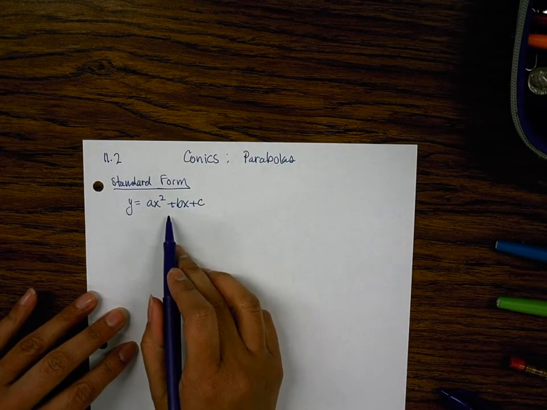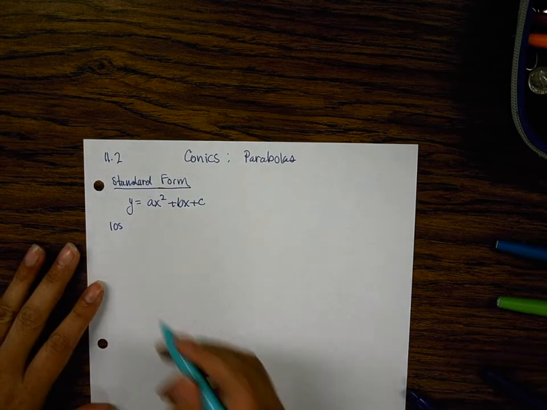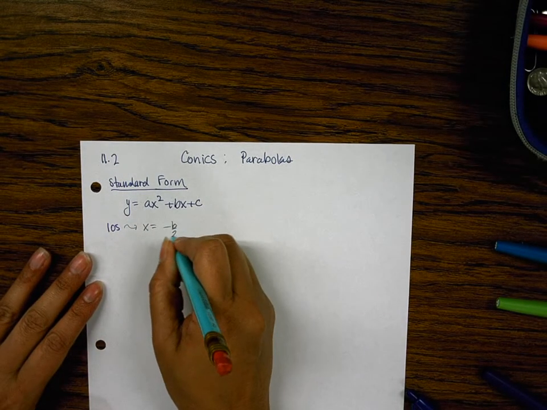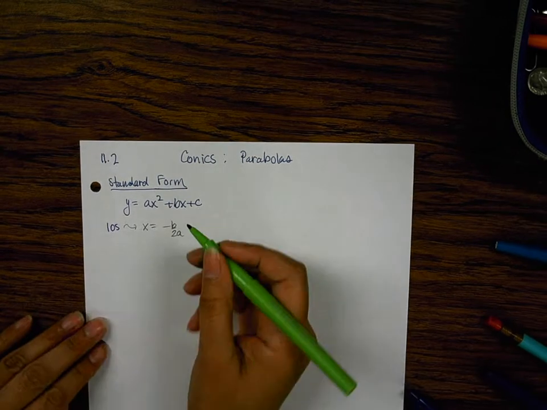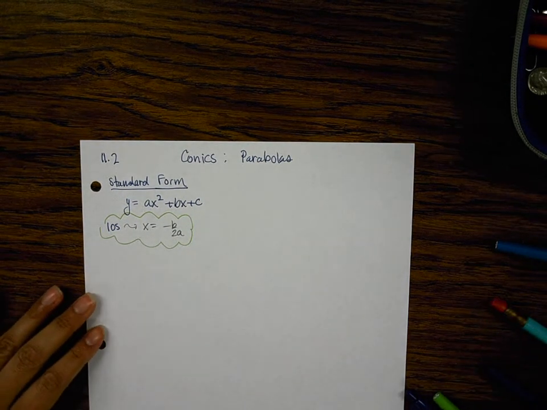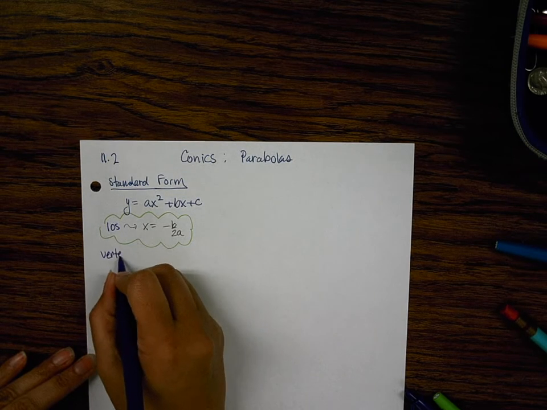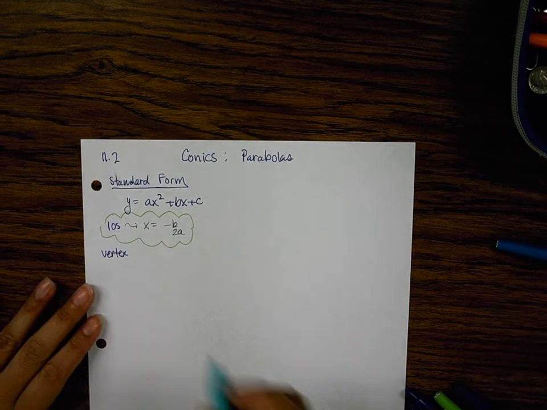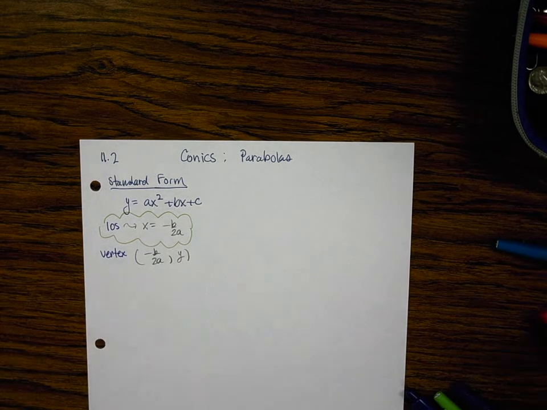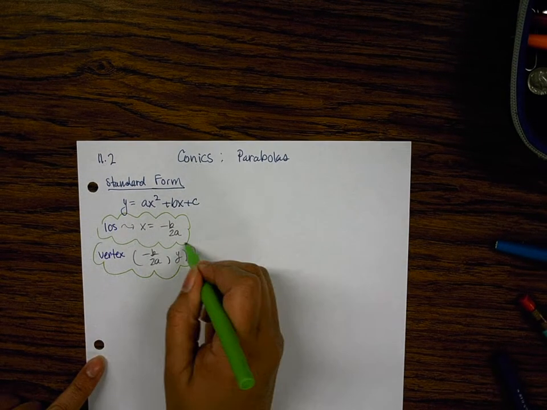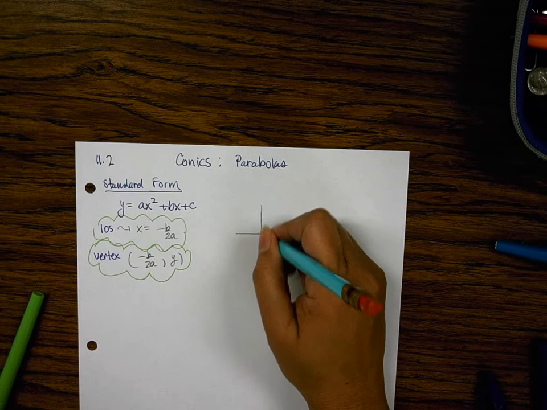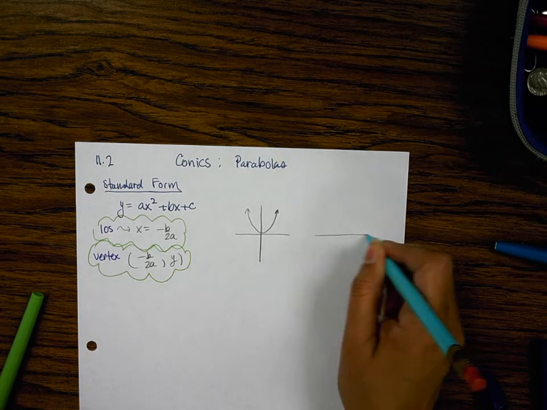Okay, so quick review. When you're given a quadratic in standard form, LOS is line of symmetry, and your line of symmetry is always an equation. X equals negative b over 2a. That is review, that is not new. And your vertex, you do the negative b over 2a as your x value, and then plug it in and find your corresponding y value. Okay, so that's just what you should already know.